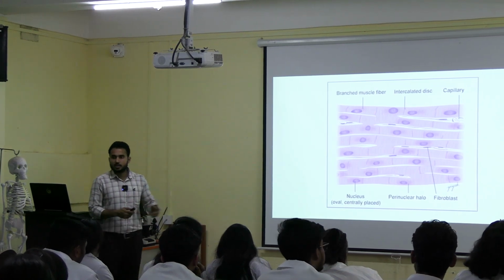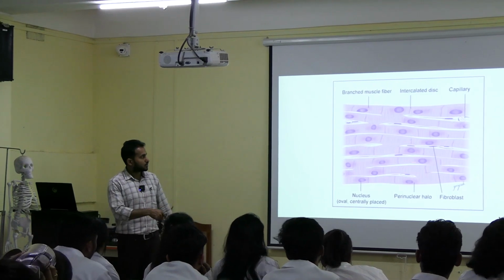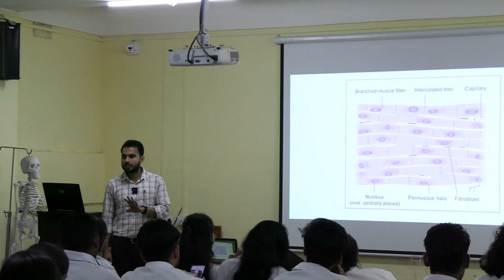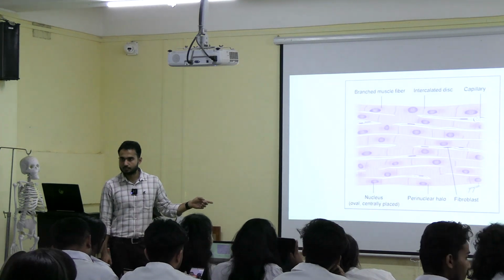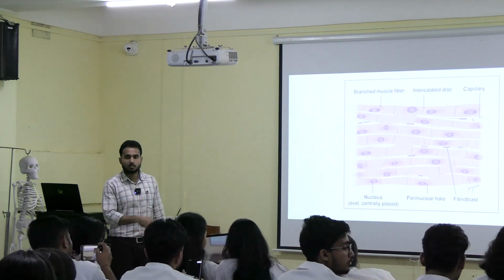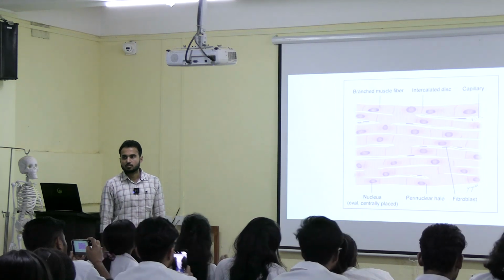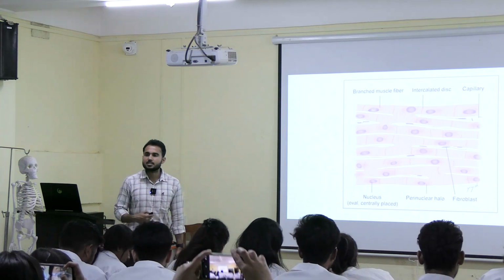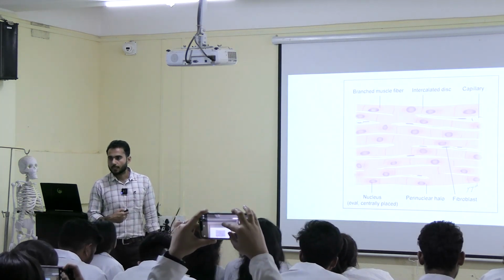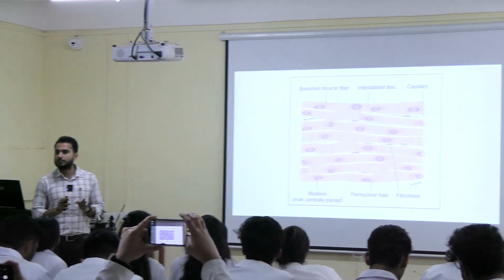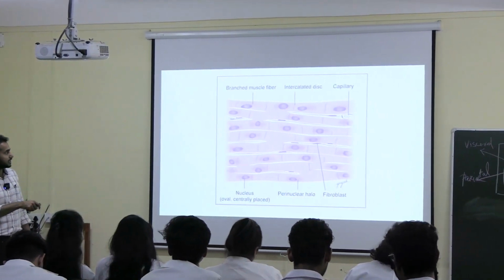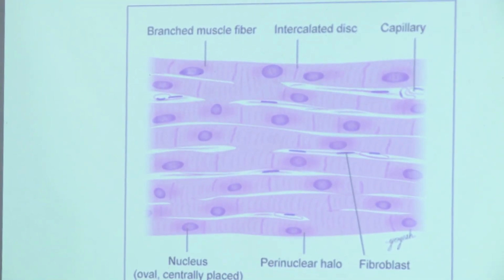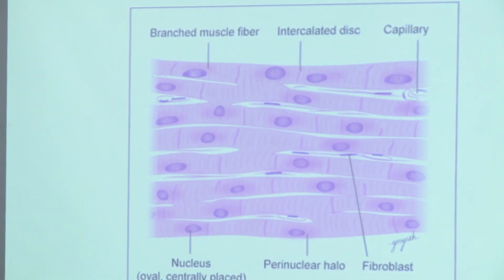Now this diagram is important, please note it, because you have to draw it in your practical notebook. I don't know whether you have drawn it or not. If not, you have to draw this diagram. This is the diagram of the cardiac muscle. What can you see in this diagram? First, you can see the branching pattern. Next, can you see the nucleus? A centrally placed nucleus. After that, you can see the perinuclear halo also.